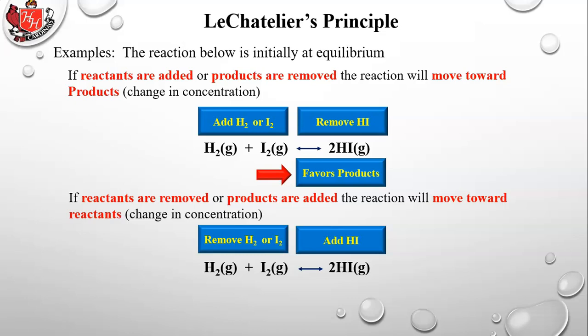And you don't have to do both of these at the same time. You don't have to remove H2 and I2 and add HI at the same time. You can just do one or the other. Then the reaction is going to move towards the emptier room, and that would be to the left. That would be toward H2 and I2. So that's going to favor reactants, the bottom reaction.